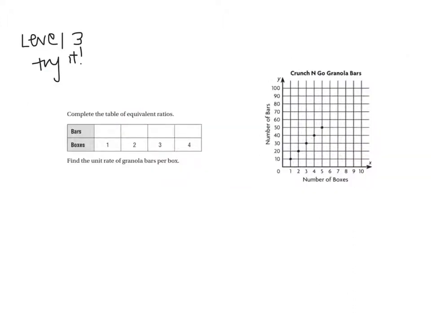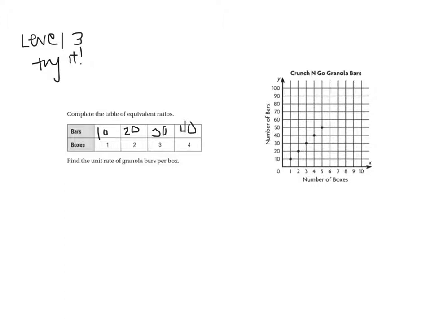Okay, here's your level 3 try it problem. Go ahead and complete the table and find the unit rate, remember unit means 1, of granola bars in each box. Okay, so looks like here we have boxes and the bars of granola bars. So in one box of granola bars, there are 10 granola bars. So in here, I want to write in one box, there's 10 bars. In 2 boxes, there's 20. 3 boxes, there's 30. And 4 boxes, there's 40.